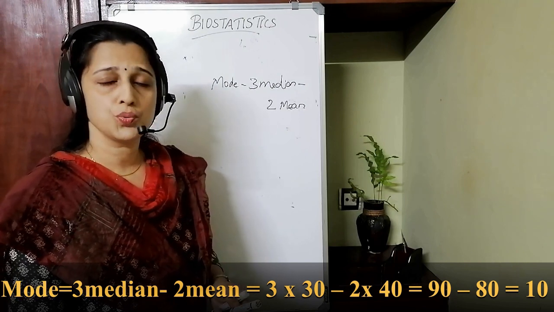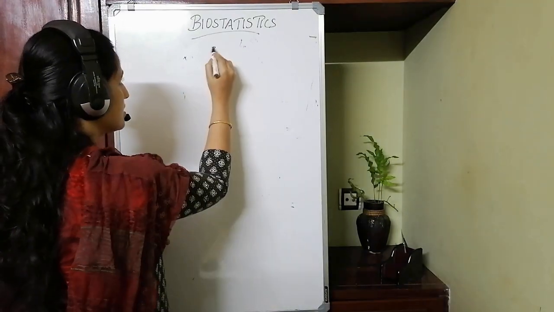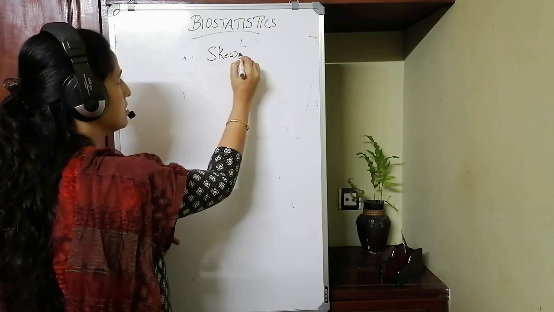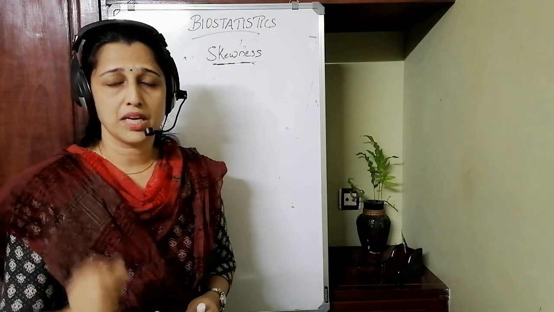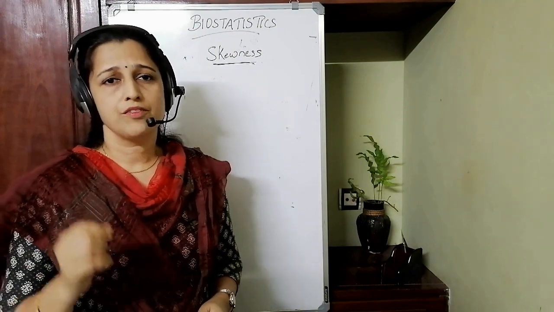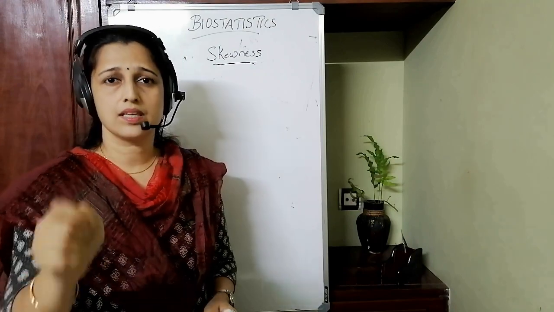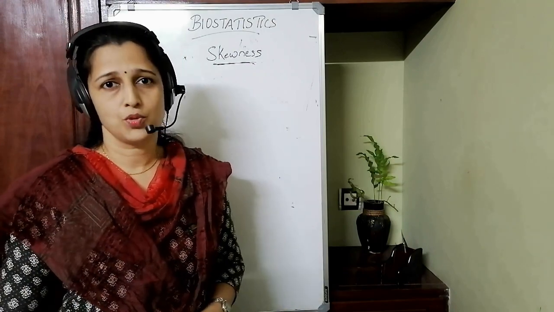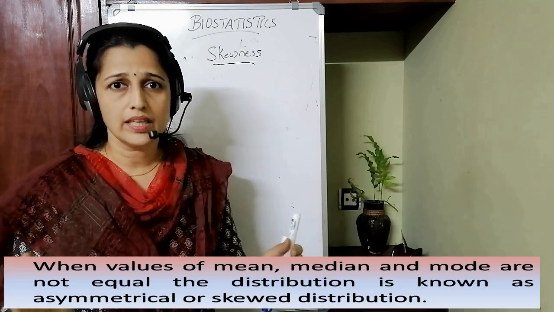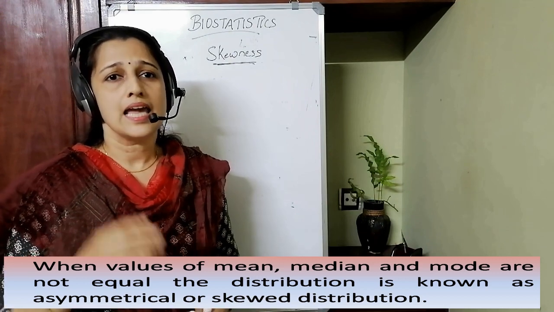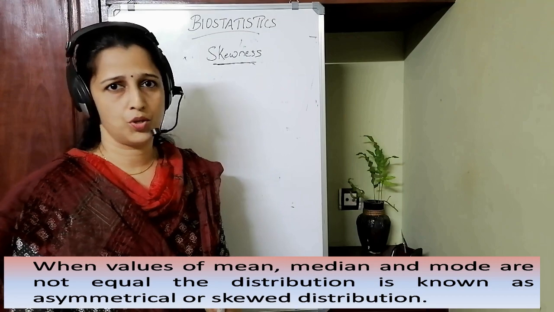Now let's see what skewness is. Skewness is a measure of symmetry. When the values of mean, median and mode are the same, we say that is a symmetrical distribution. If the values of mean, median and mode are not equal, that is known as an asymmetrical distribution or skewed distribution.